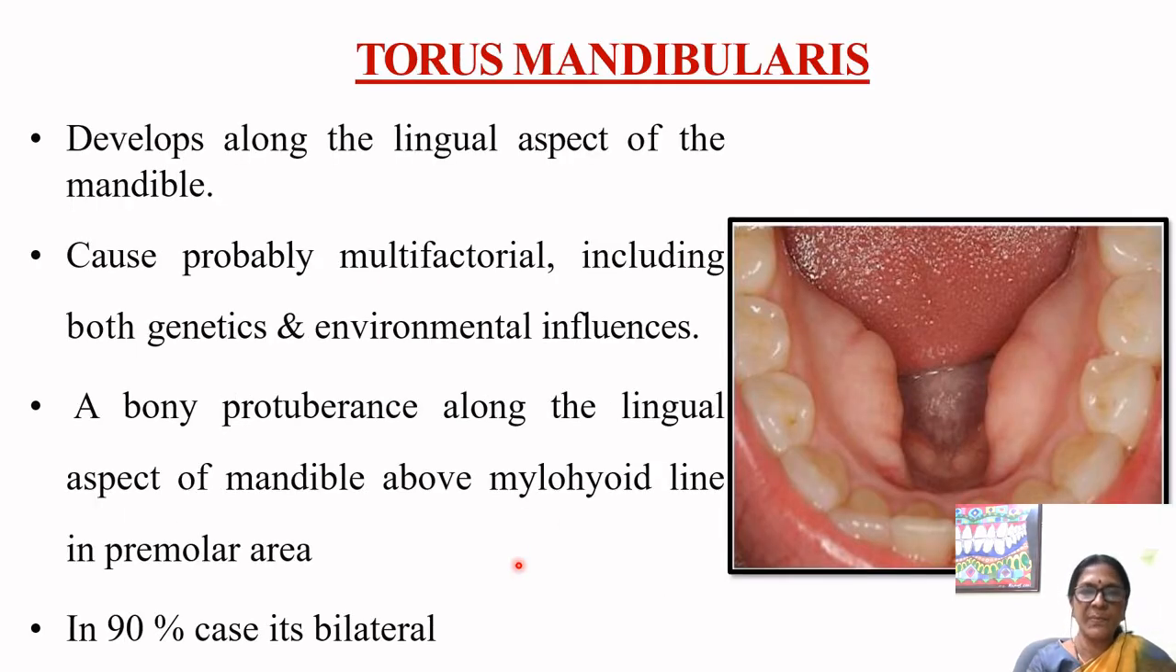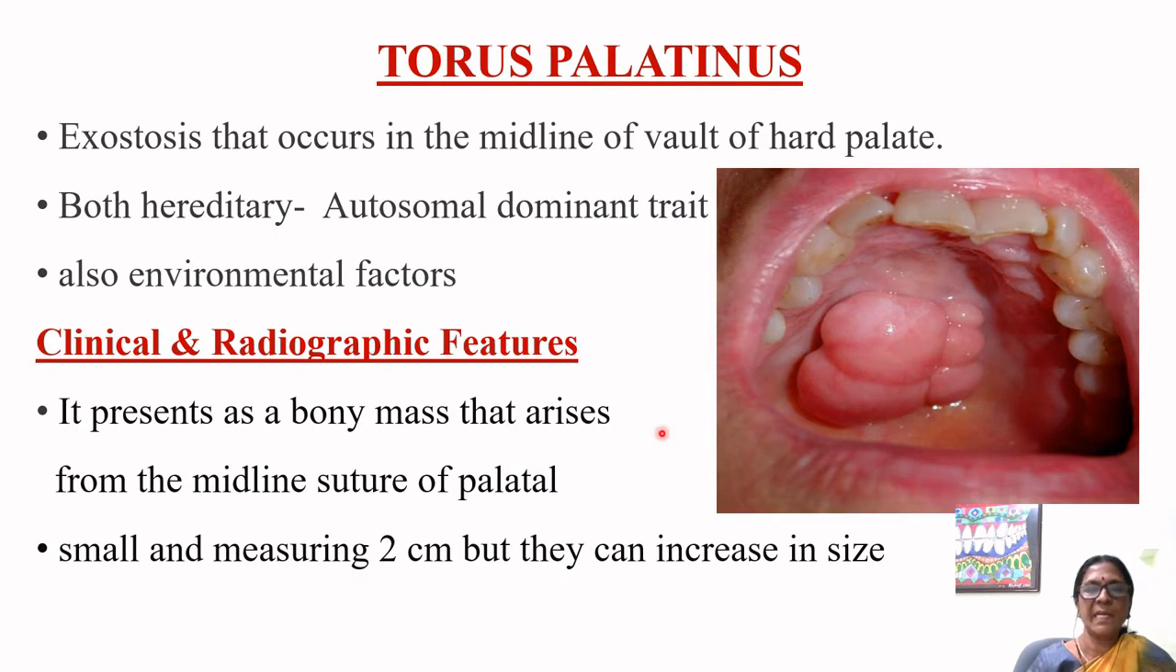Also are torus mandibularis, which develops along the lingual aspect of the mandible, the cause may be probably multifactorial, including both genetics and environmental influences. These are seen as bony protuberances along the lingual aspect of the mandible above the mylohyoid line in the premolar region, and in 90% of the cases they are supposed to be bilateral.